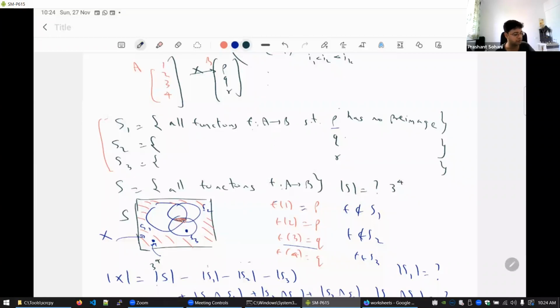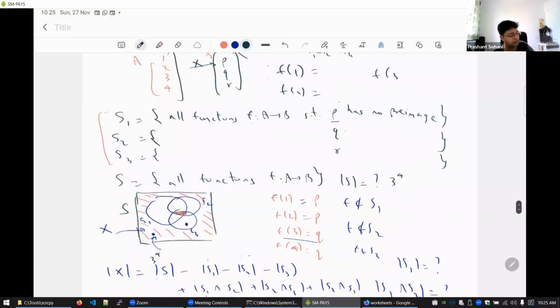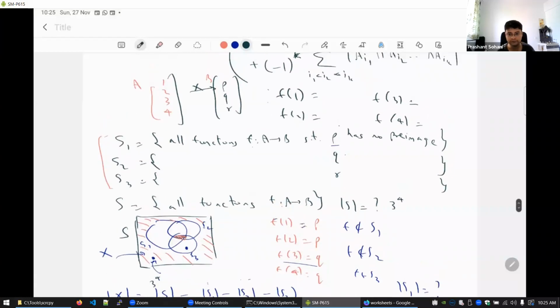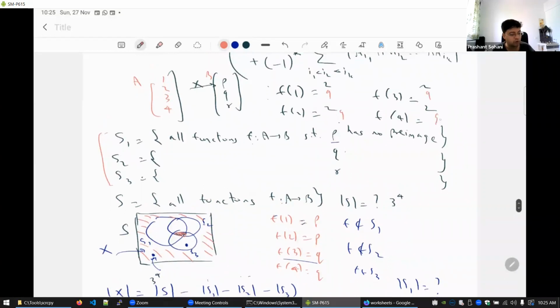So to count such a function, right? If A has 4 elements, 1, 2, 3, 4, I need to assign F1 some value, F2 some value, F3 some value, and F4 some value. And the choices I have are Q and R, right? So there are 2 choices for the first one, 2 choices for the second one, and 2 for each of 3 and 4. Q or R, Q or R. And they can be equal. So there's nothing stopping. We are not talking about one-one function here. It's purely onto. So all of them can be Q, all of them can be R, or some combination of them. But in total, how many such functions will we be able to form?